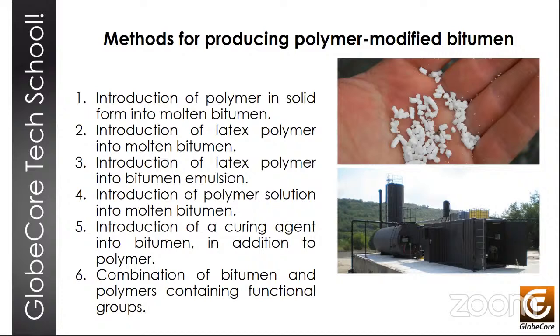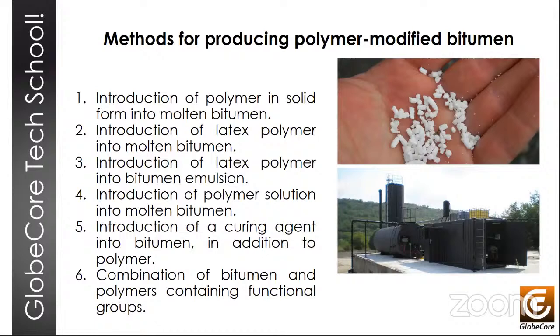PMB can be produced in one of the following ways: by introducing a solid polymer into the molten bitumen, introducing the polymer in the form of latex into the bitumen, introducing the polymer in the form of latex into a bitumen emulsion with water, introducing a polymer solution into bitumen melt, introducing a curing agent to the bitumen in addition to the polymer, and also a combination of bitumen and polymers that contain functional groups.